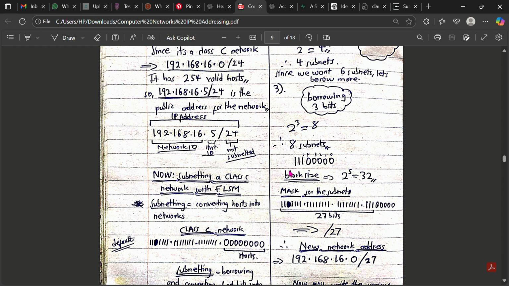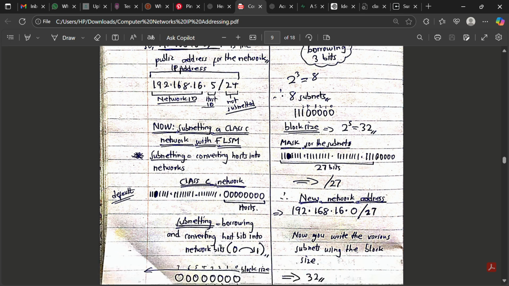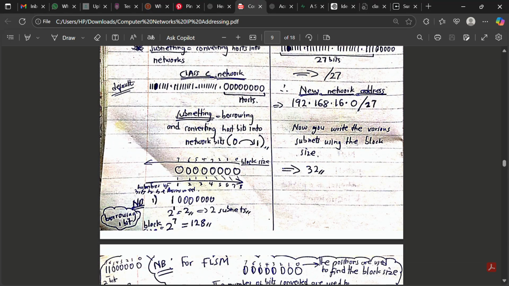Since we borrowed 3, the block is left with 5 bits. So the block size becomes 2 to the power of 5, and that becomes 32. Do we understand? Then the mask for the subnets is now 24 plus 3, which gives us 27 bits. So the new network address is 192.168.16.0/27.